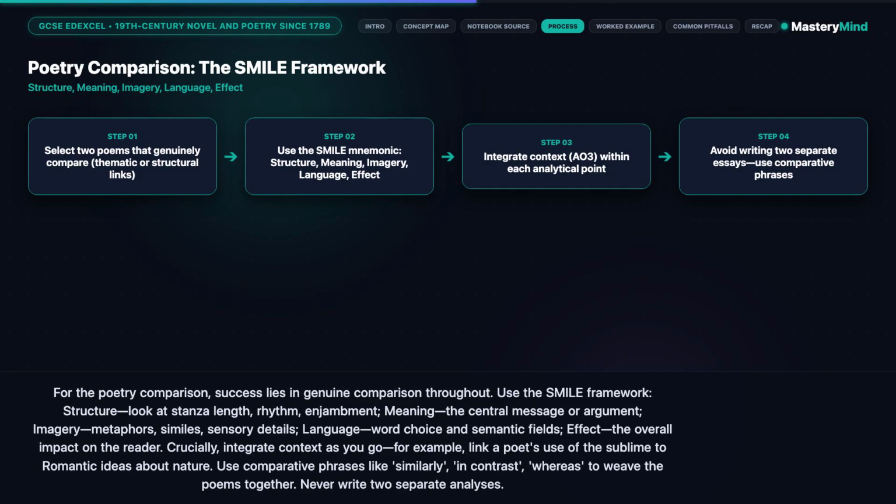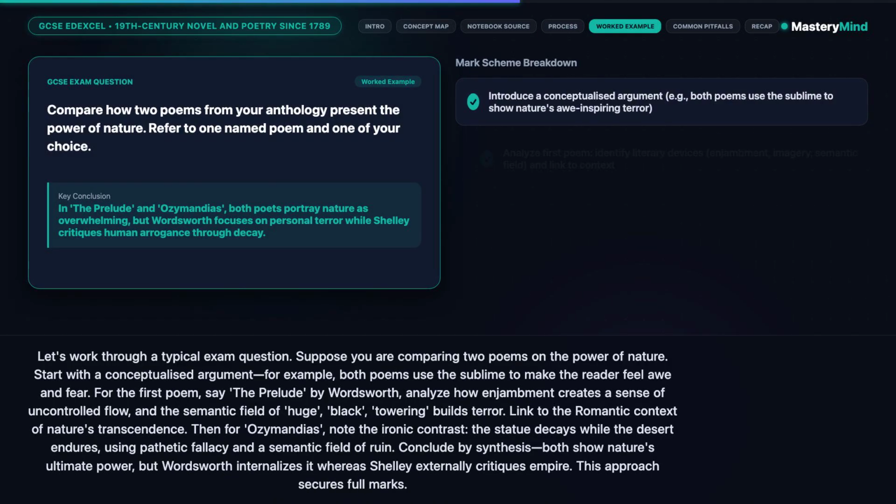Crucially, integrate context as you go. For example, link a poet's use of the sublime to romantic ideas about nature. Use comparative phrases like similarly, in contrast, whereas to weave the poems together. Never write two separate analyses.